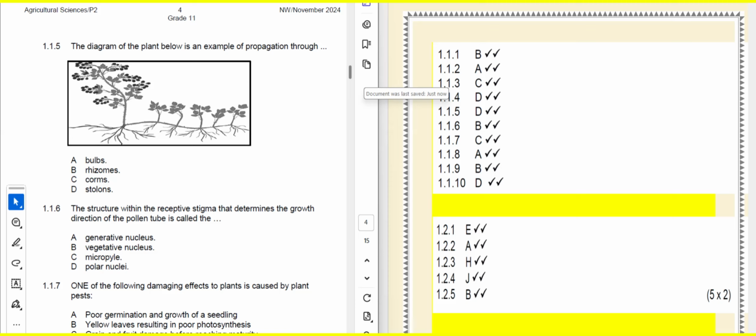1.1.6. The structure within the receptive stigma that determines the growth direction of the pollen tube is called the A. Generative nucleus. B. Vegetative nucleus. C. Micropyle. D. Polar nuclei. Letter B. This refers to vegetative nucleus.